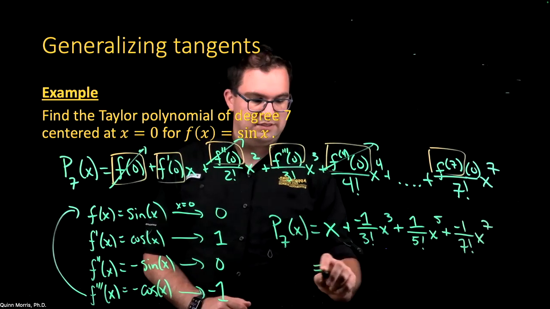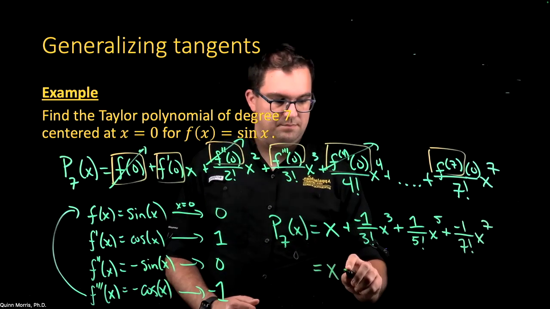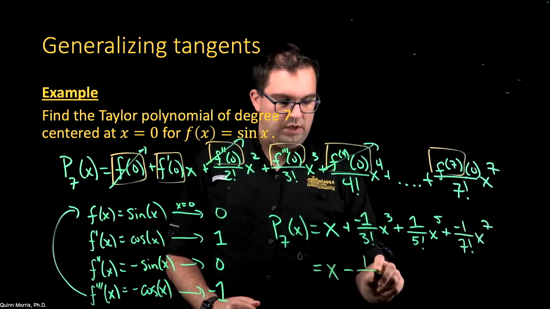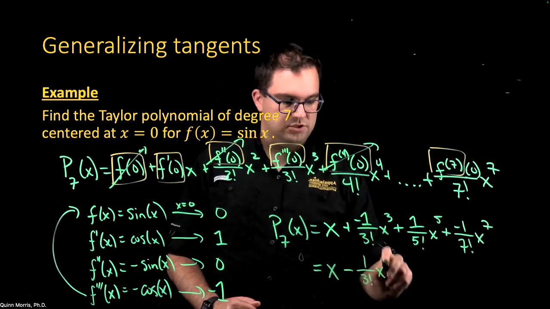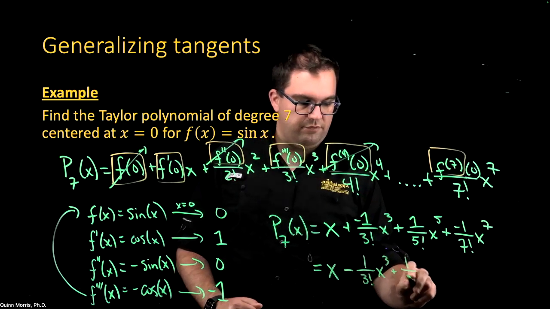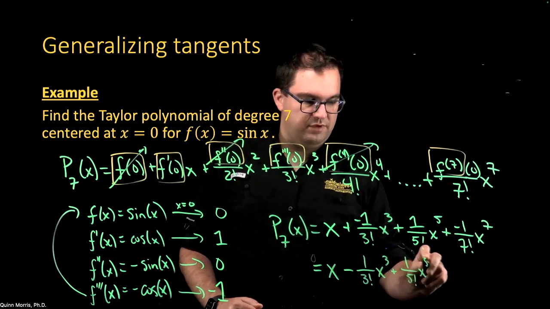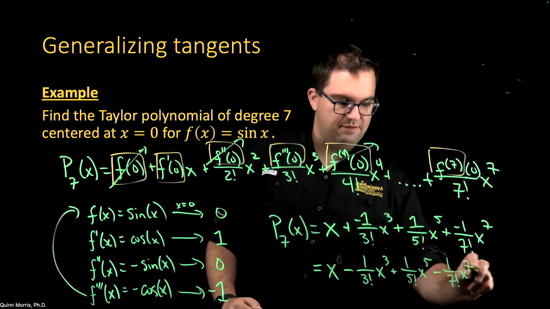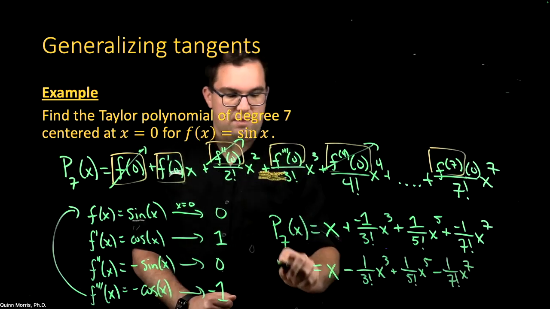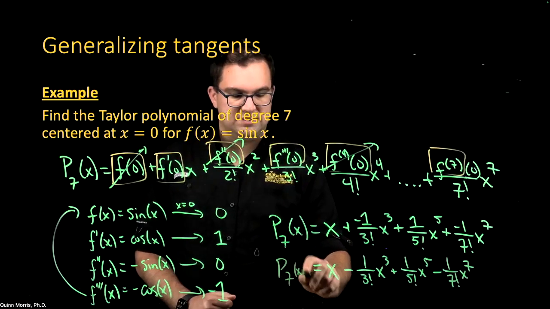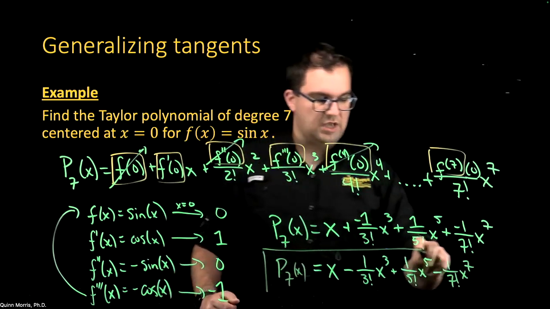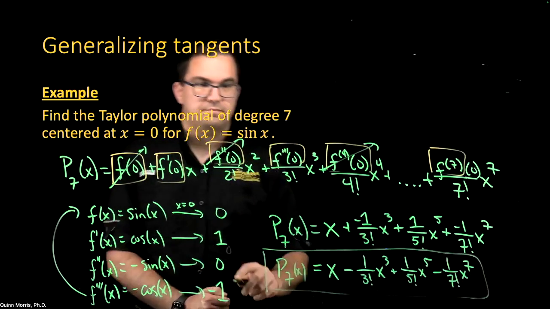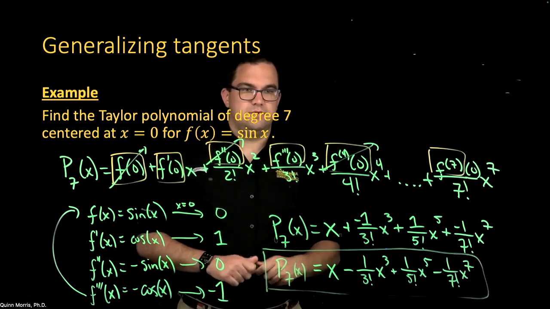And so, I mean, I can clean this up a tiny bit. This will give me x minus 1 over 3 factorial x cubed plus 1 over 5 factorial x to the fifth minus 1 over 7 factorial x to the seventh. Okay. This is my Taylor polynomial of degree 7 for the function sine of x at x is equal to 0.